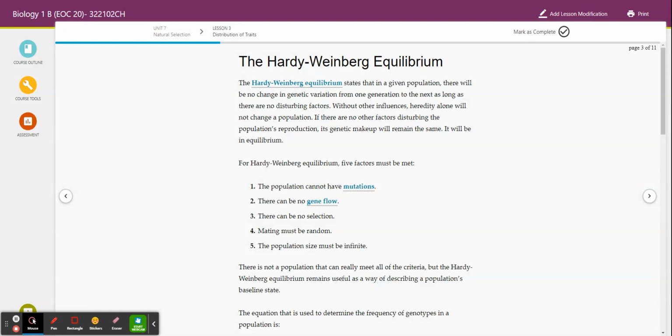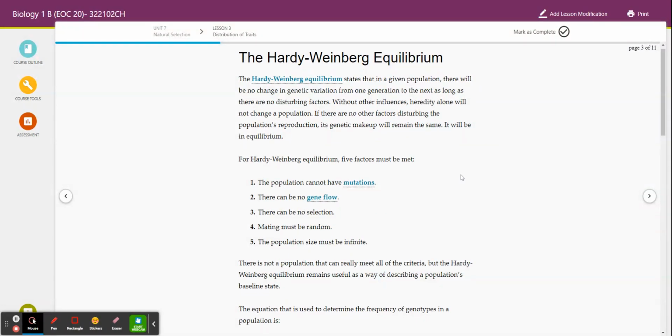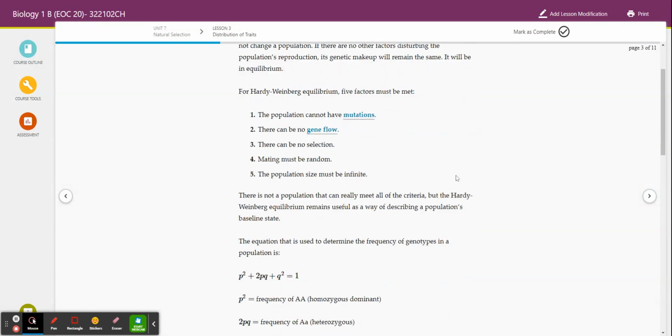For Hardy-Weinberg equilibrium, 5 factors must be met. Number 1, the population cannot have mutations. Number 2, there can be no gene flow. Number 3, there can be no selection. Number 4, mating must be random. And number 5, the population size must be infinite. There is not a population that can really meet all of the criteria, but the Hardy-Weinberg equilibrium remains useful as a way of describing a population's baseline state.